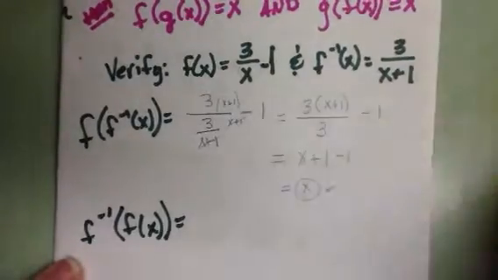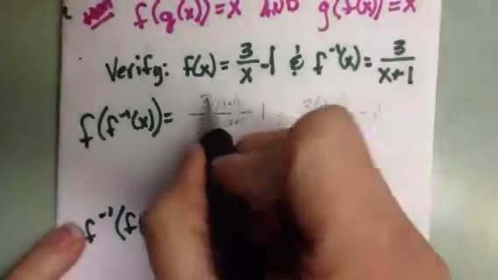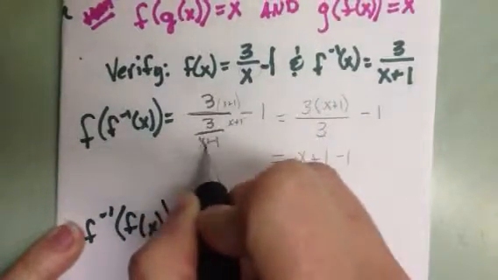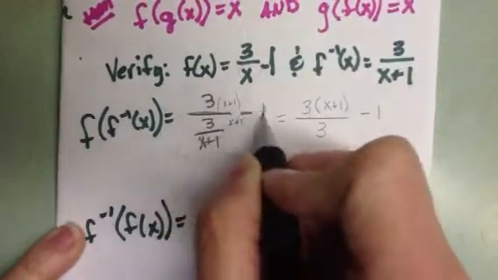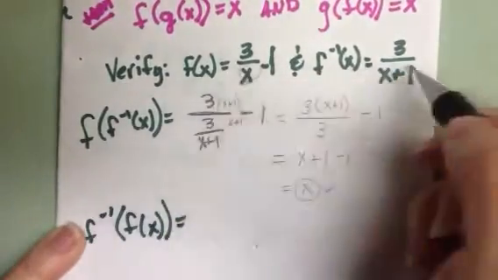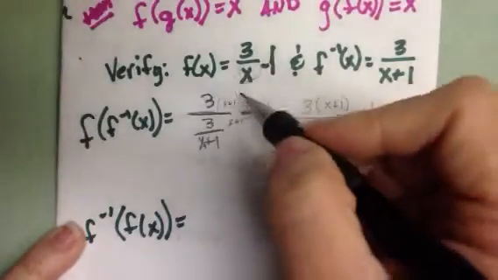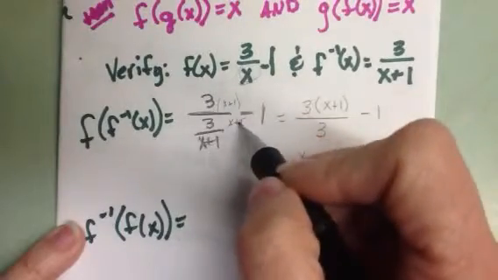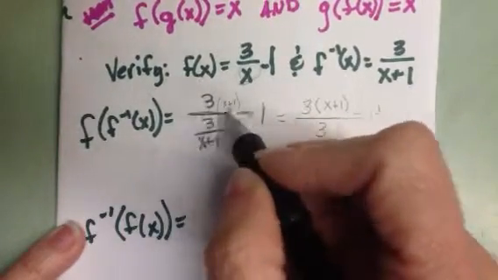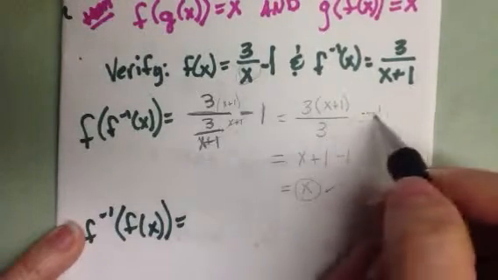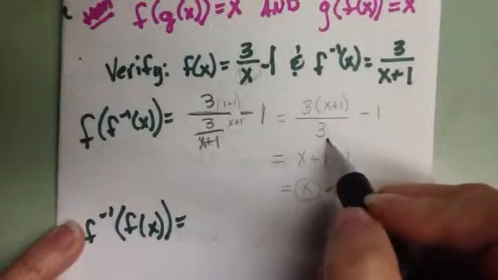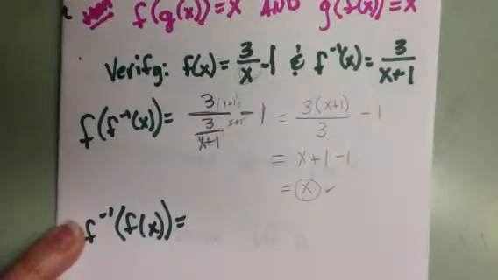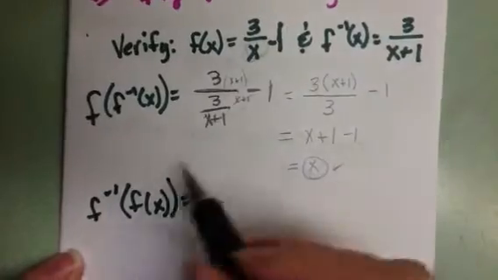Okay, so look at that again. We started off with this 3 over x plus 1 minus 1, because we took this function and replaced the x with all of this one. Then we multiplied by x plus 1 over x plus 1 and let these cancel, and that leaves us just a 3 on the bottom and 3 times x plus 1 on the top minus 1. 3's cancel, you have x plus 1 minus 1, plus 1 minus 1 cancels, and you have x. So that one's good. So now let's try it with the other way.